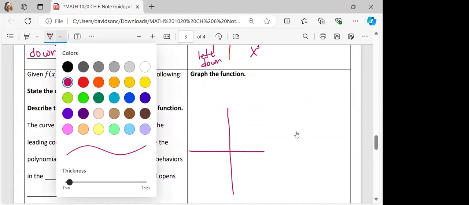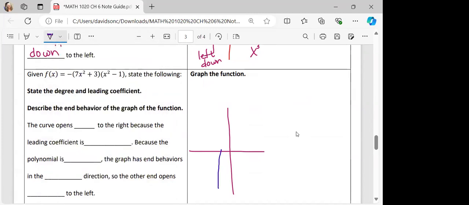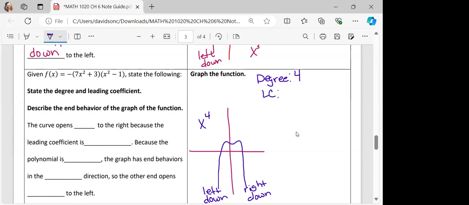Specific points don't matter. We just need the general shape. Left opens down. The right opens down. Looks like x to the 4th. So the degree is our highest power, which is the 4. The leading coefficient, because it opens down, actually that's going to be negative x to the 4th, is negative. Since it's going the same direction, it is quartic.